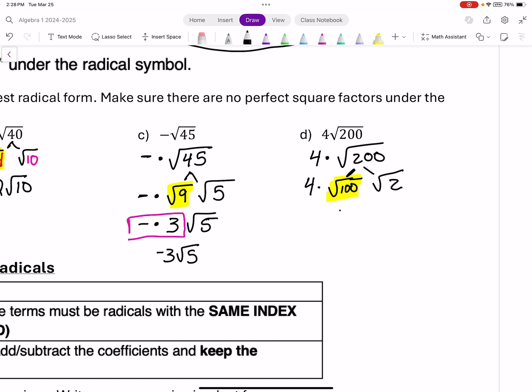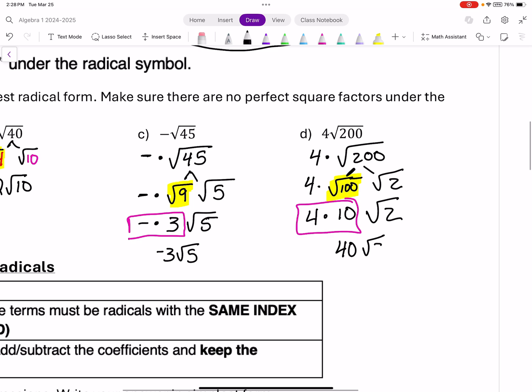The square root of 100 is 10. So in front I have 4 times 10, which makes me a 40, and then I keep the radical 2.